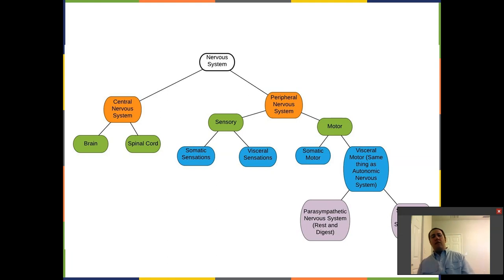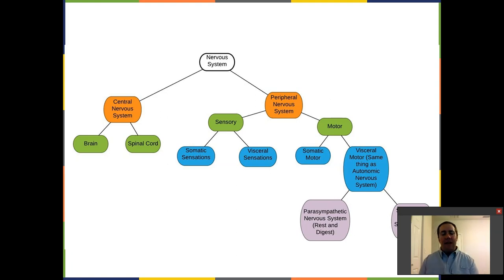And then the peripheral nervous system has two branches of its own, and we just saw them. We have the sensory branch and the motor branch. And so the sensory branch of the peripheral nervous system brings information into the central nervous system over on the left. The central nervous system then sends signals back out through the motor portion of the peripheral nervous system. The sensory part always sends signals towards the central nervous system. And the motor system always sends signals away from the central nervous system.